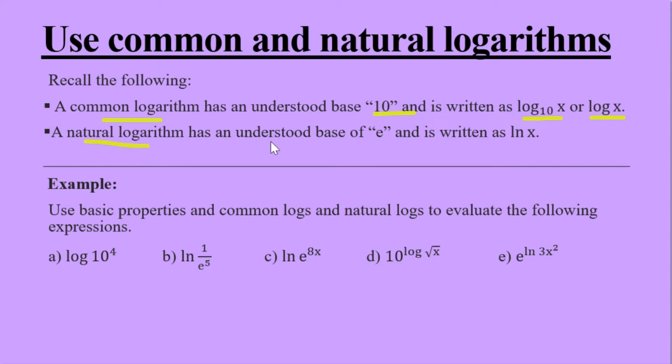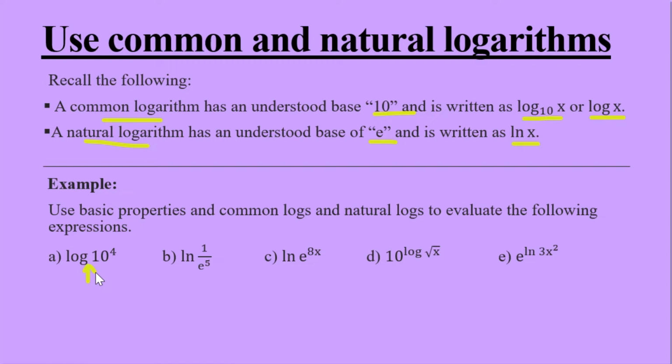Then when we have natural log, the understood base is base e, so we can write that as ln of x, again without having that base there because we know it's understood to be base e. So if we apply basic properties of common logs and natural logs, then we can evaluate logarithmic expressions such as these. So let's look at the first one here.